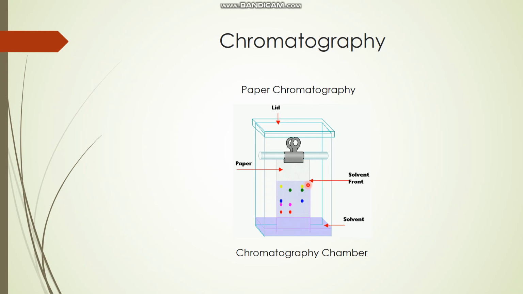Then the paper is sprayed. We take out this paper after that, and we spray it with a liquid locating agent, which is a staining dye. Mostly ninhydrin is used for this purpose. So when we spray it with the liquid locating agent, it shows up the dots as colors, which we can see. This is known as the paper chromatogram. And this whole apparatus is known as the chromatography chamber.